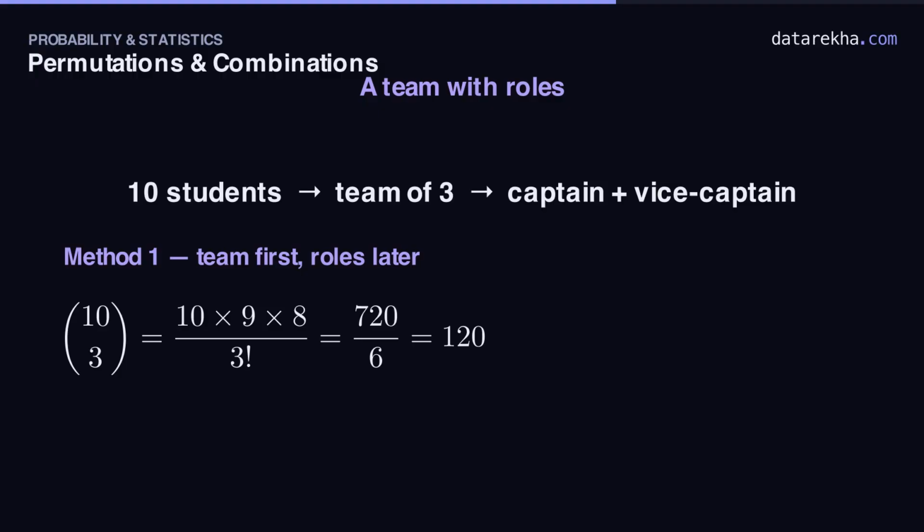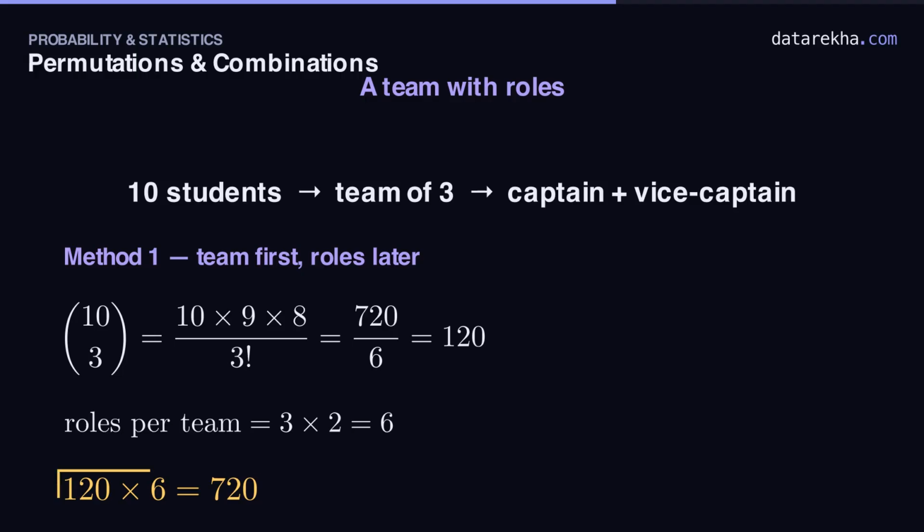Method 1. Pick the team first, roles later. Choosing 3 from 10, order free, is 10 choose 3. That's 120 possible teams. Inside each team, pick the captain, 3 ways. Then the vice captain from the 2 left, 2 ways. 6 role assignments per team. Multiply. 120 teams times 6 role choices gives 720.